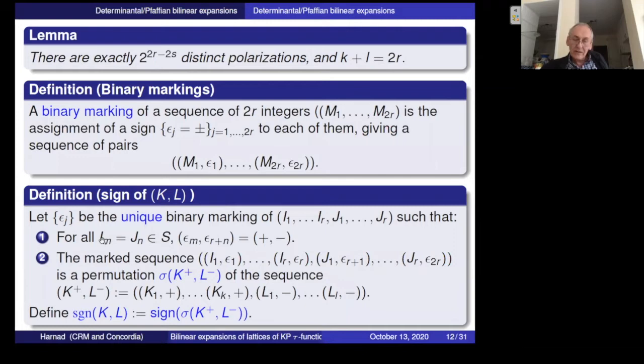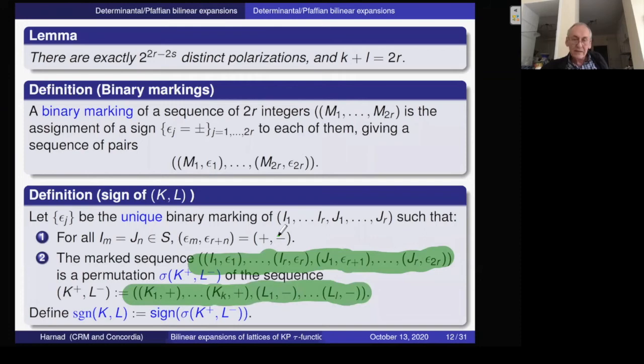The remaining elements, which is 2R minus 2S elements, you can arrange in whatever order is necessary in order to make this sequence, that we write with a sign, into a permutation of this sequence. And there's only one which has these properties. If you think it through, you'll see that this condition is, so that has a sign. That's a permutation of 2R elements and has a sign. We call that the sign of K and L. Technical thing, but it really has to do with the way that the computation is done.